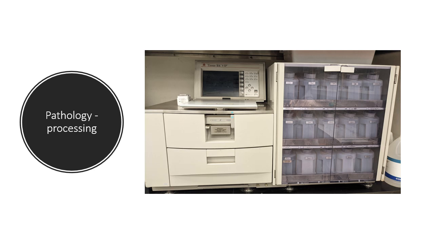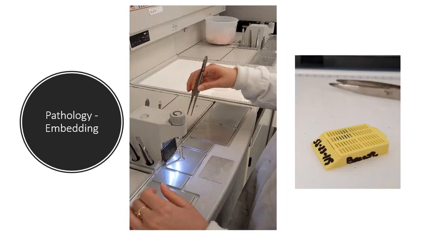The last step during processing is called wax impregnation. This involves the controlled removal of clearing agent from the tissue and replacing it with molten wax. The processing cycle can last up to 12 hours. Once the tissue has been infiltrated by the wax, the specimen is now ready for embedding.